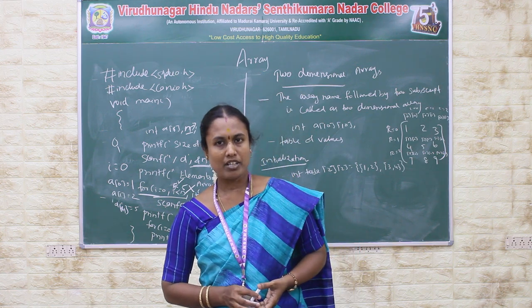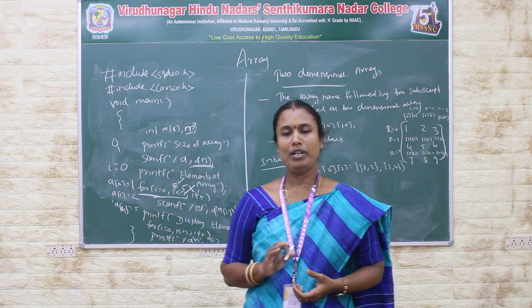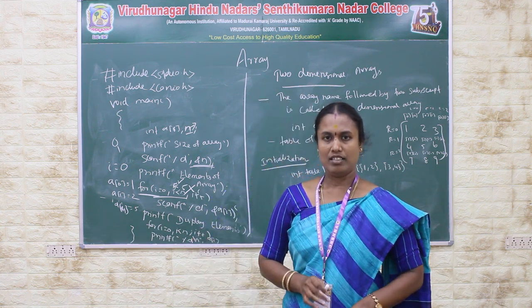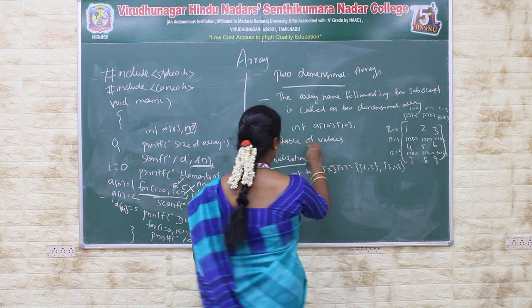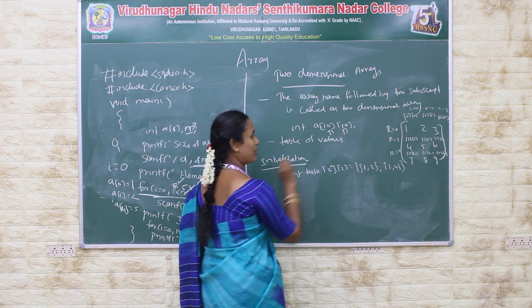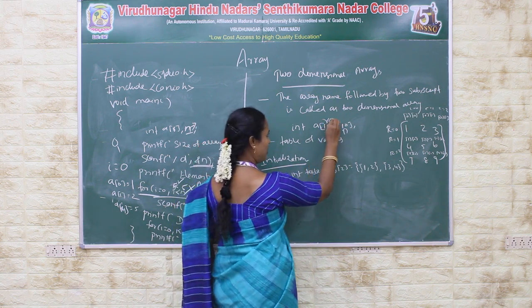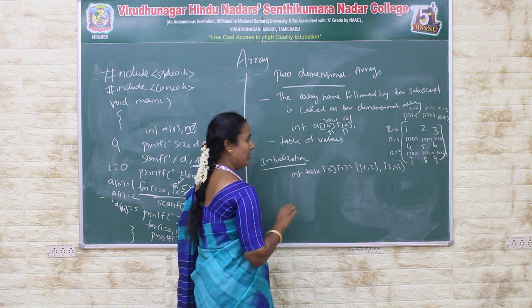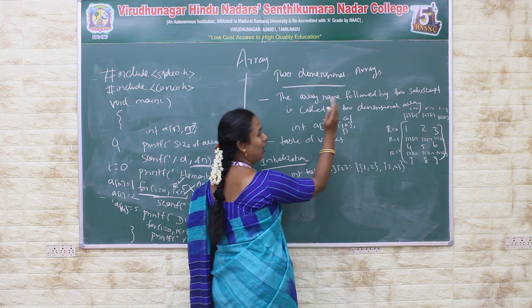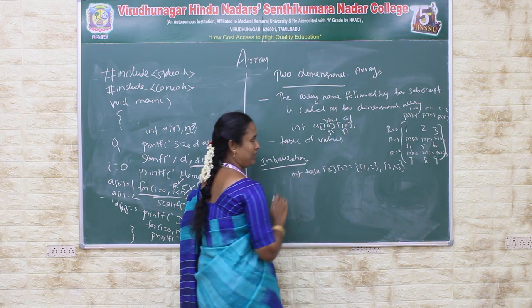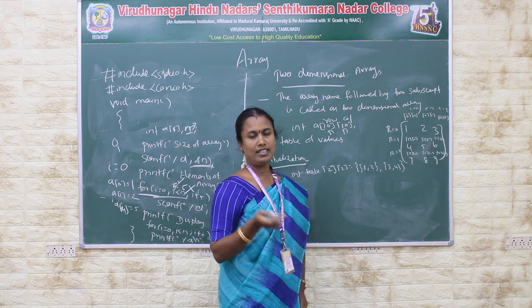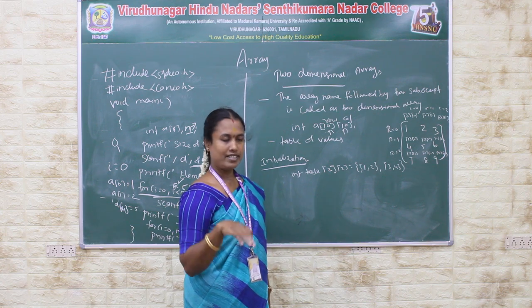So what is a two-dimensional array? A two-dimensional array means the array variable name followed by two subscripts. How we can declare it: int a[10][10]. These are called the subscripts. Here I can mention two subscripts, one for row specification, another for column specification. Compared to the single-dimensional array, where we specify only a single subscripted value, in a two-dimensional array we specify two subscripted values, one for row and one for column. That is how we can represent table values and also matrix values.